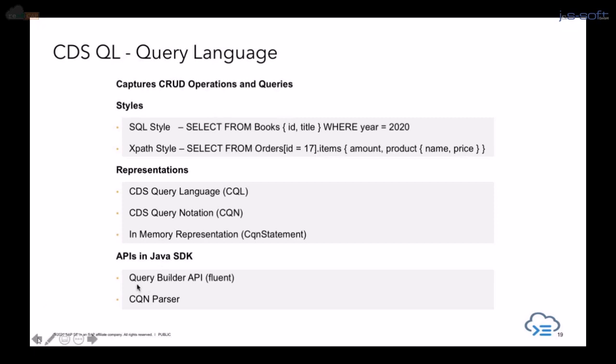In Java, we have basically two APIs to compose queries, which you have to do if you implement your custom handler code. One is the query builder API, which allows you to compose a query in a fluent style. We will learn more about this in the follow-up session in the part presented by Matthias. But if you happen to have your query in the CDS query notation, which is basically a JSON representation of the query, then we also have a parser which allows you to parse it.